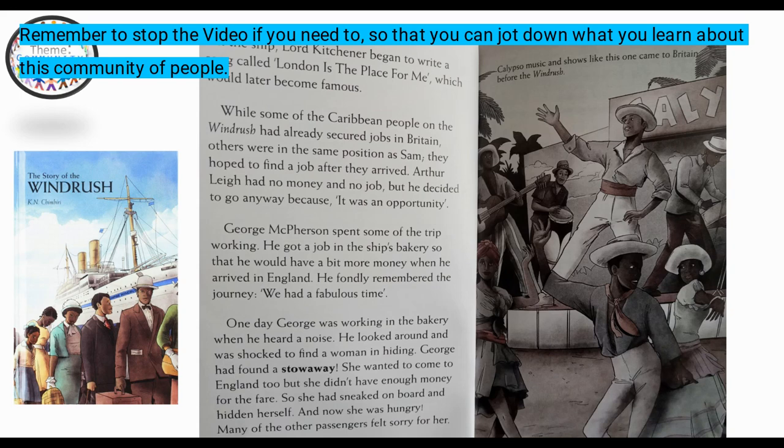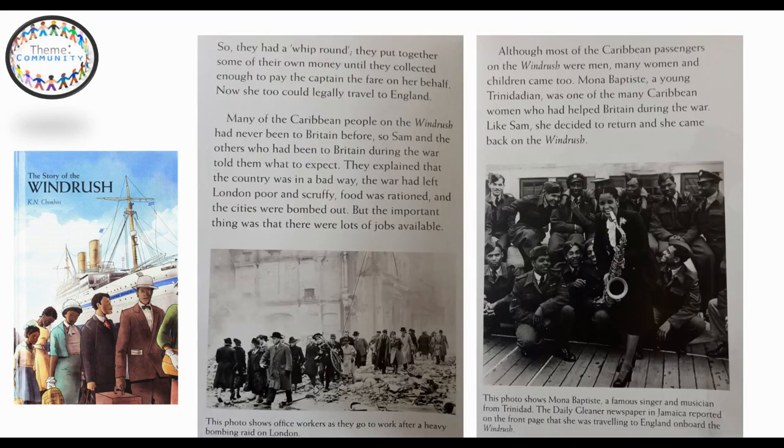One day, George was working in the bakery when he heard a noise. He looked around and was shocked to find a woman in hiding. George had found a stowaway. She wanted to come to England too, but she didn't have enough money for the fare. So she had sneaked on board and hidden herself. And now she was hungry. Many of the other passengers felt sorry for her, so they had a whip round. They put together some of their own money until they collected enough to pay the captain the fare on her behalf. Now she too could legally travel to England.